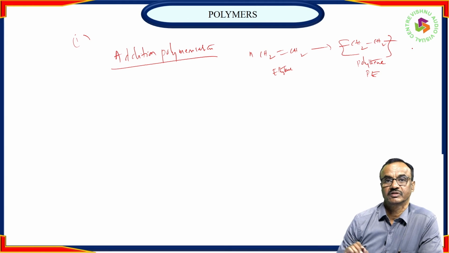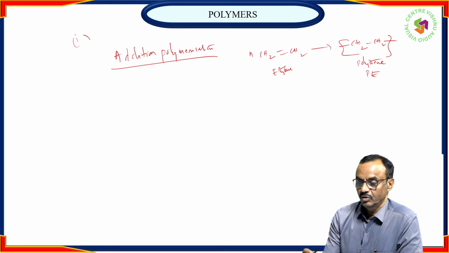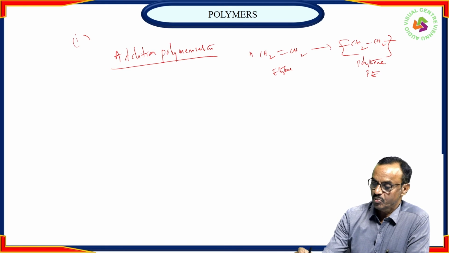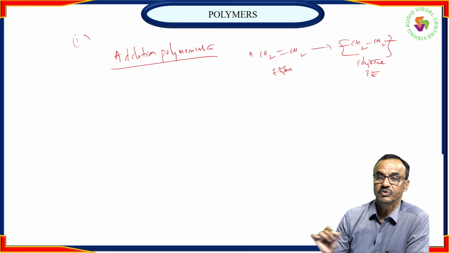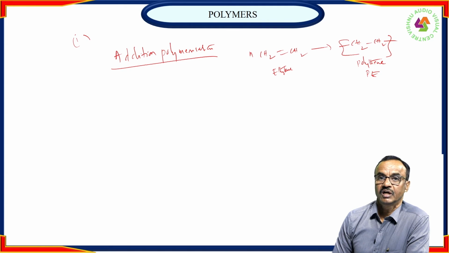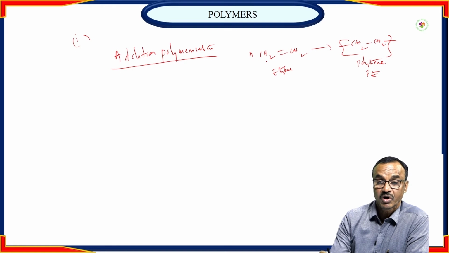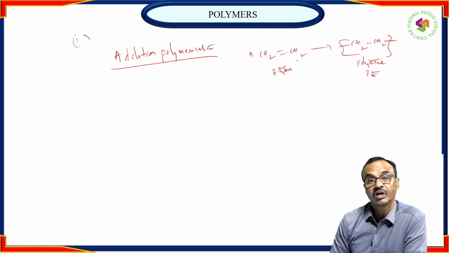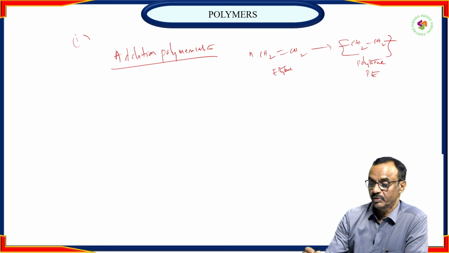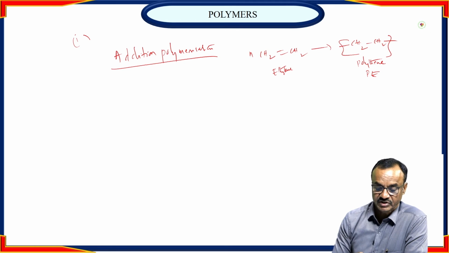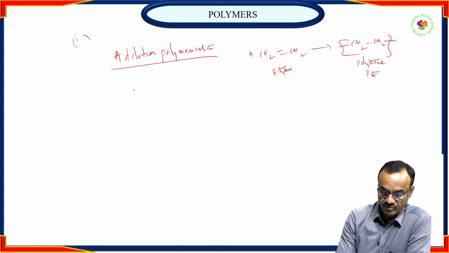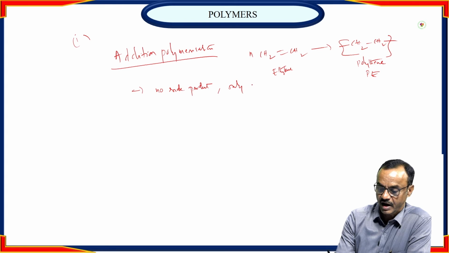So here no side product, therefore no side product, no waste product. Therefore, gram molecular weight of this lengthy bulky unit equal to the sum of the gram molecular weights of the monomers involved in polymerization. So this polymerization is called addition polymerization. So no side product in this polymer. First point, no side product. Only addition.